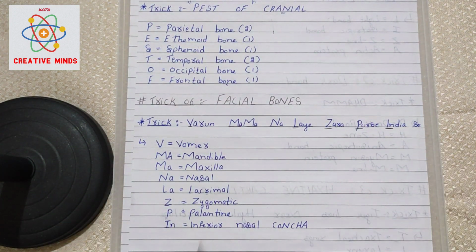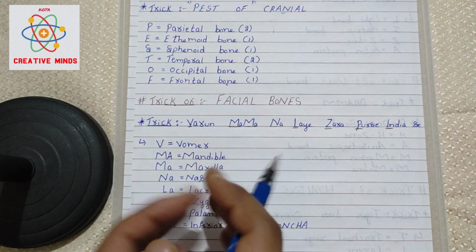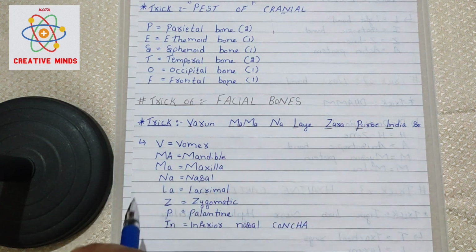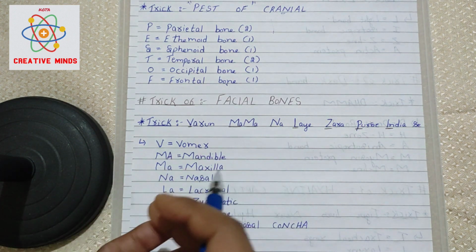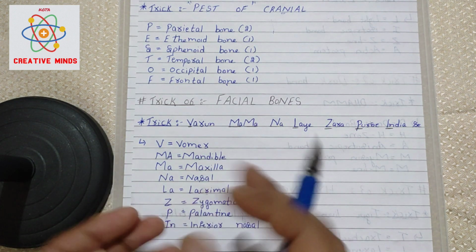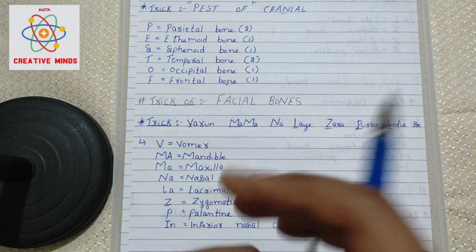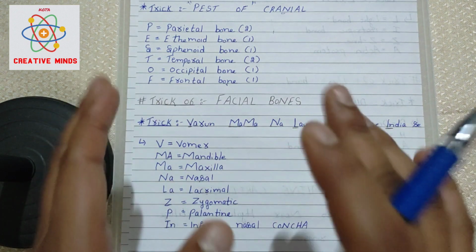Trick number 6 is for facial bones. Facial bones are also very important. There are lots of chances that they might ask you questions from facial bones, from the skull, from cranial bones, etc. This chapter itself is very important, both from a general knowledge purpose as well as for your competitive examination purpose.